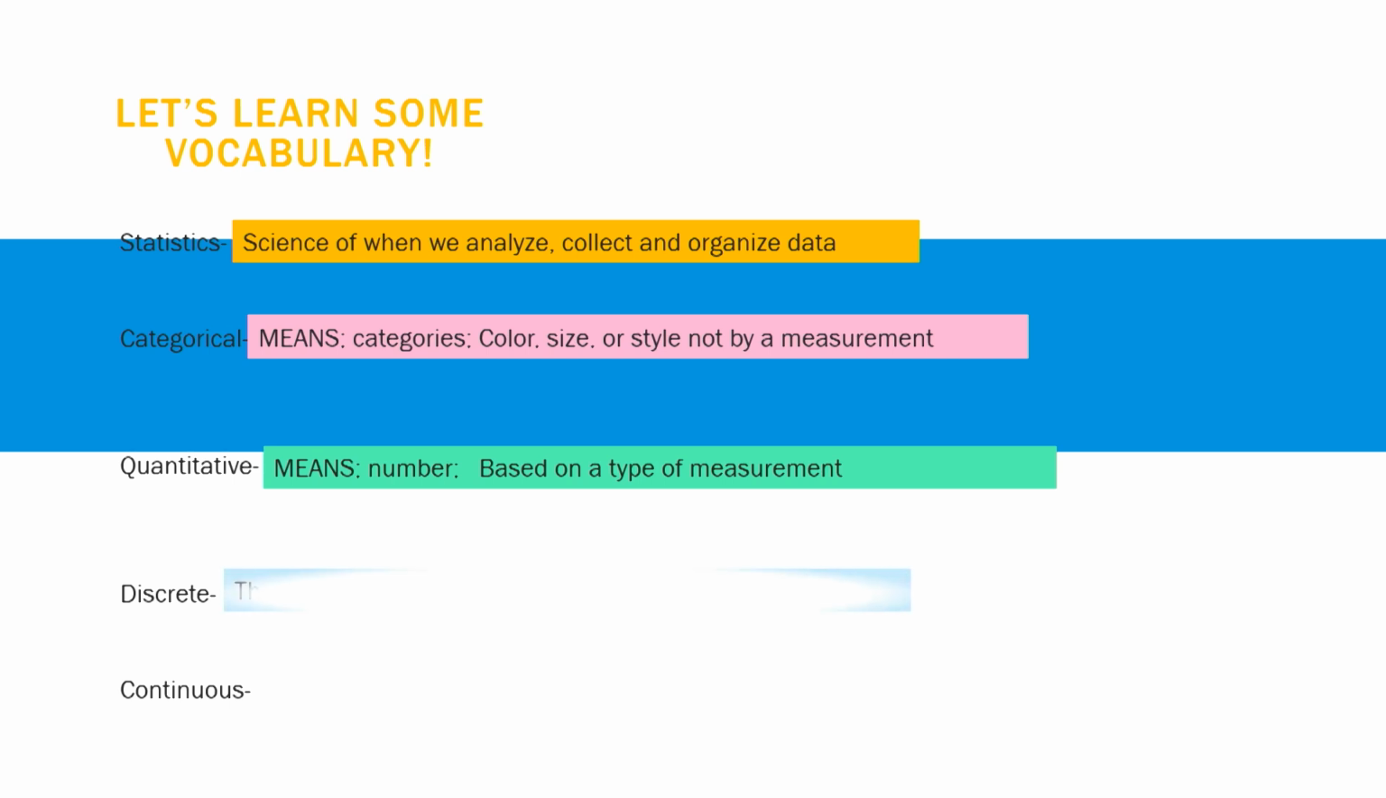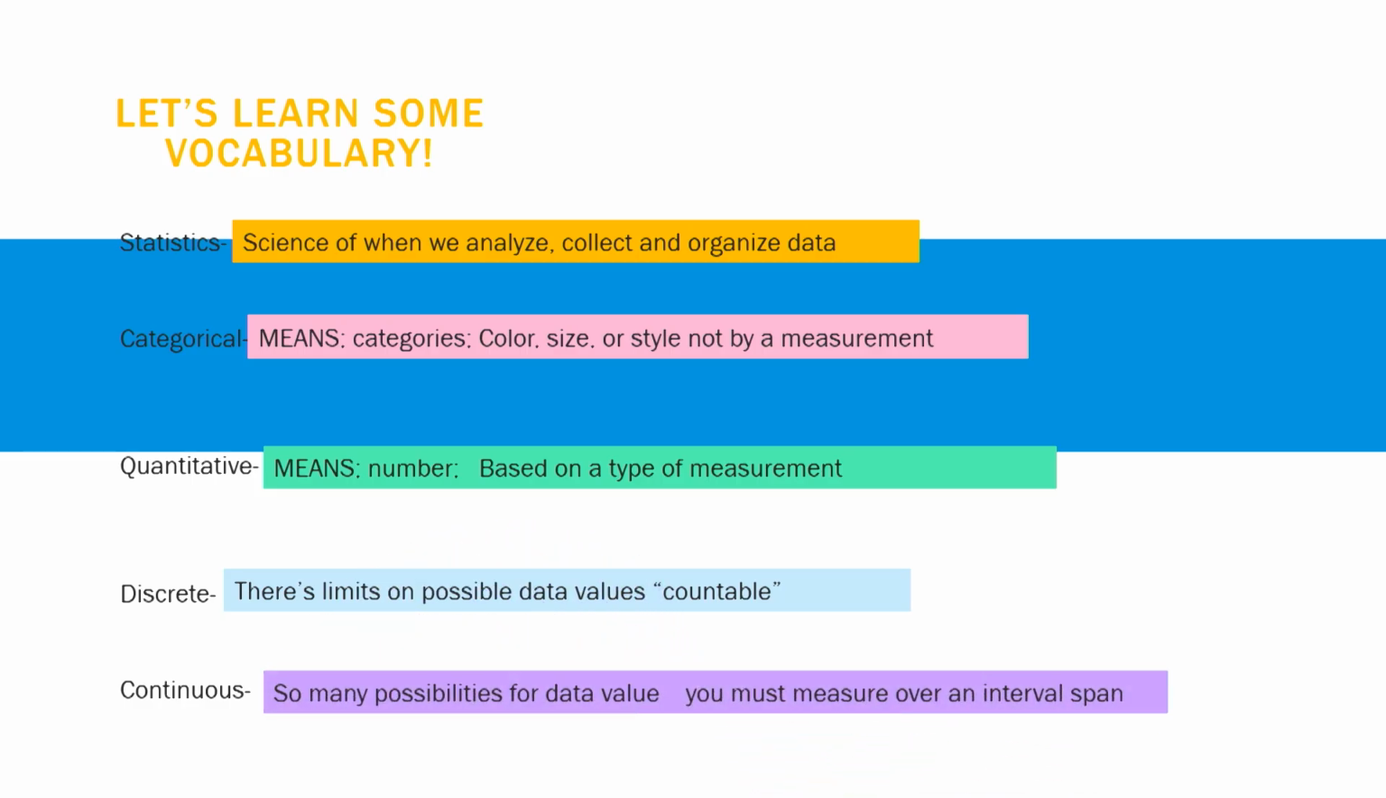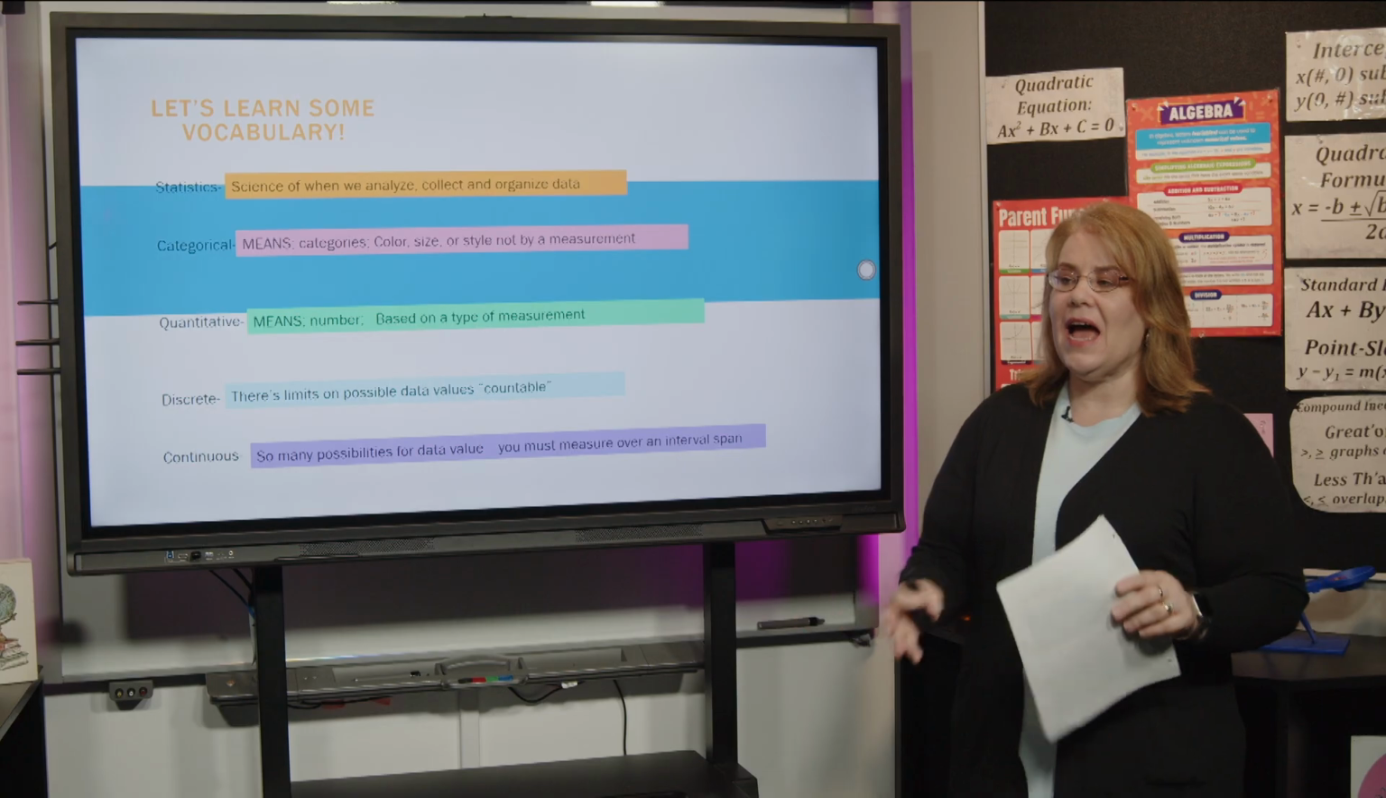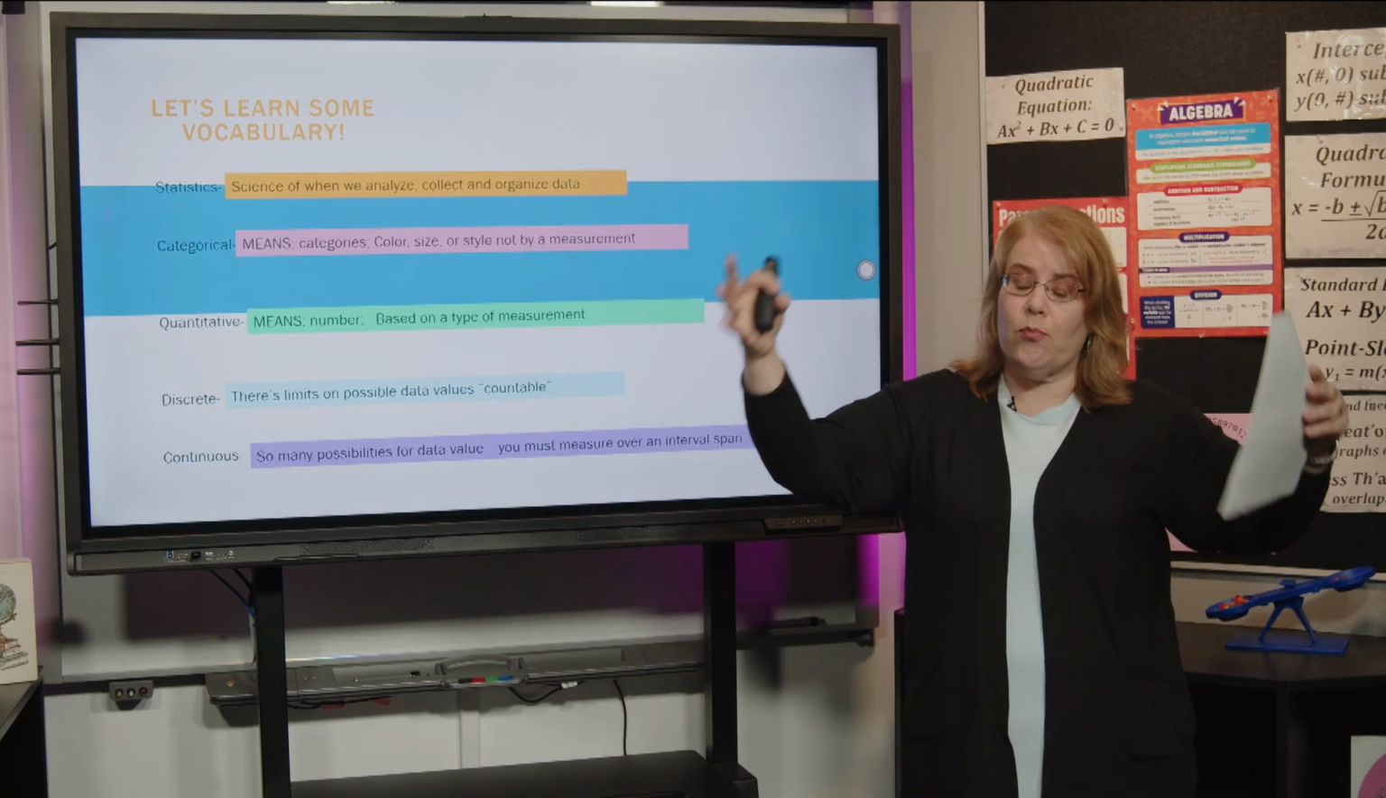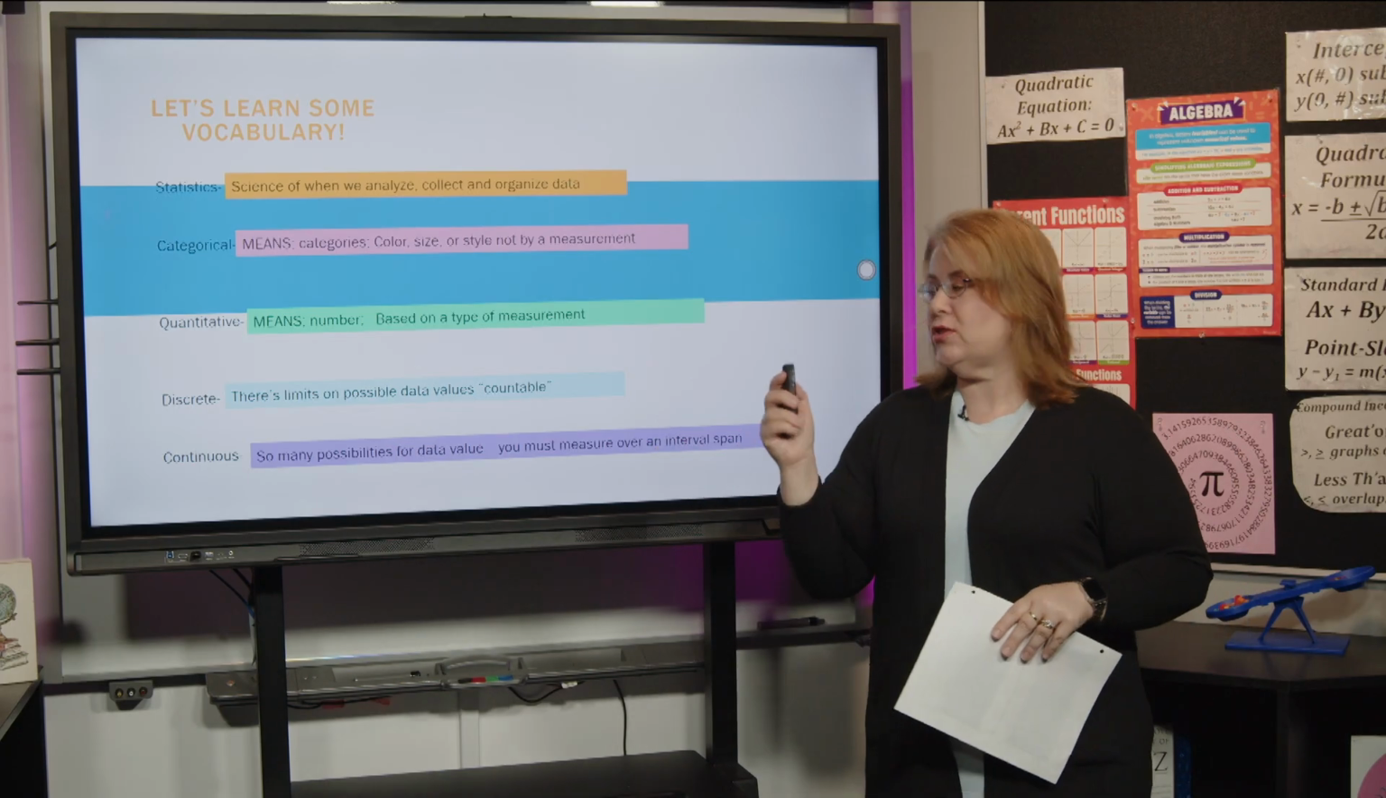The next one is discrete. There's limits to possible data values. Something we could say is countable. And then we have continuous. Continuous is there's so many possibilities for the data. You must measure over an interval, a span of time or whatever you're looking at, a broad stroke of how you're going to measure this.